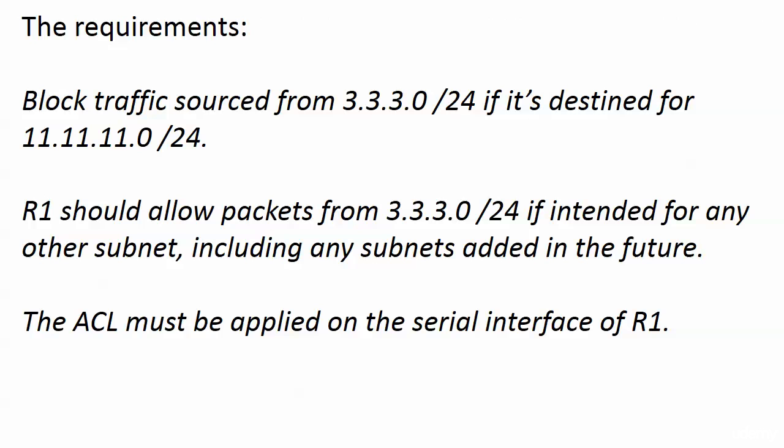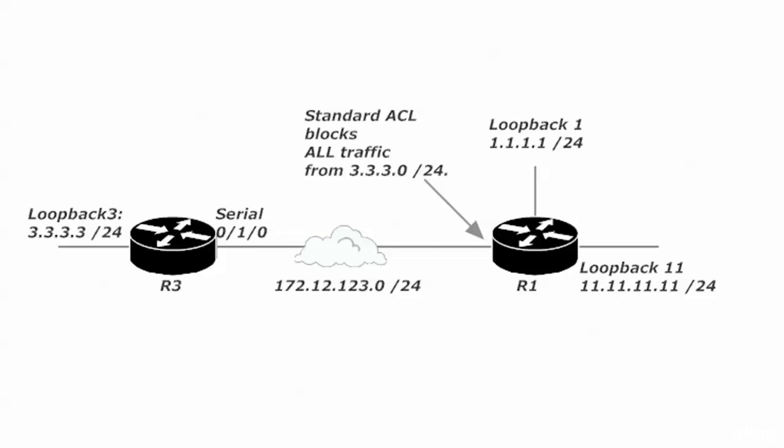We're definitely putting the ACL on the serial interface of router 1. And we just block traffic sourced from network 3 if it's destined for network 11. Thing is, we want to allow packets from network 3 to any other subnet, including subnets we add in the future, and we saw that that didn't happen because we tried to ping 11.11.11.1 from router 3 and it did not go through. And you know why, but I'm going to show you why anyway.